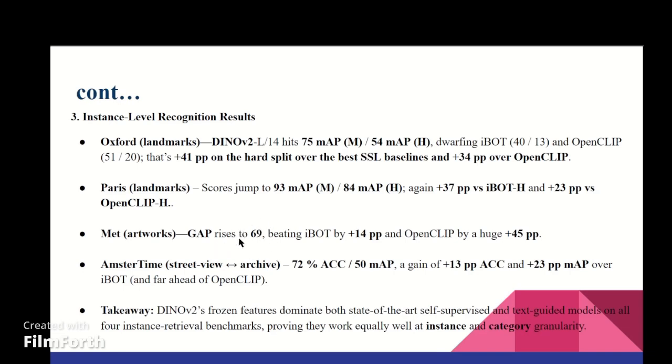the gap is 69. So the takeaway is DINOv2's features dominate both state-of-the-art self-supervised and text-guided models on all four instance retrieval benchmarks, proving they work equally well at instance and category granularity.